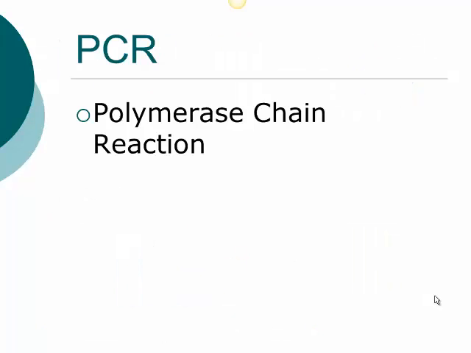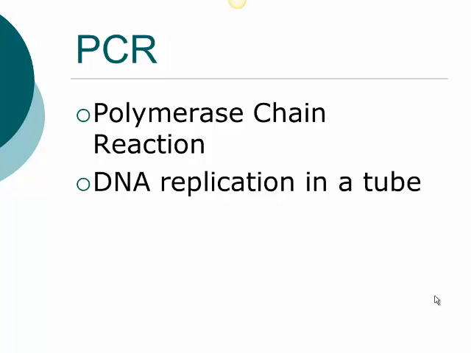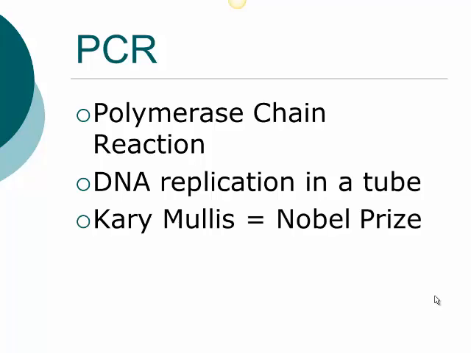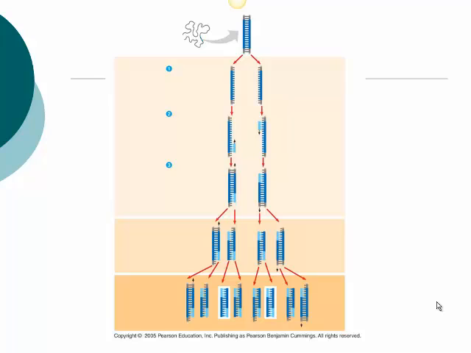PCR stands for polymerase chain reaction. This is DNA replication in a test tube. The guy who came up with it, his name is Kary Mullis, and he won a Nobel Prize for thinking of this idea. And this diagram here shows that you split your double-stranded DNA, and then you add your primer, and then you make copies by adding the bases, and then you repeat.